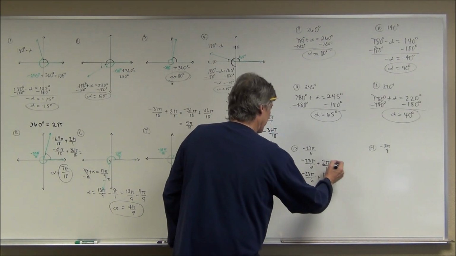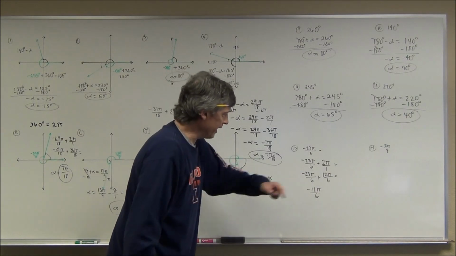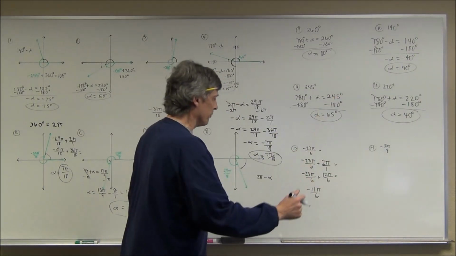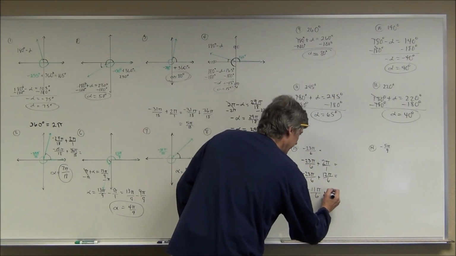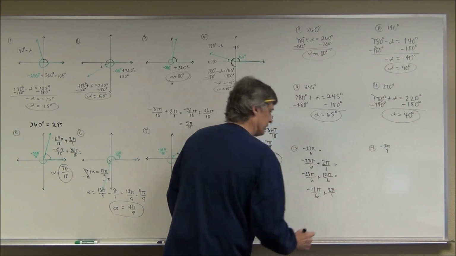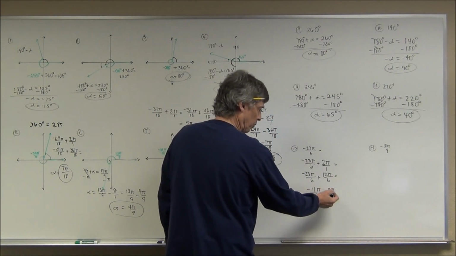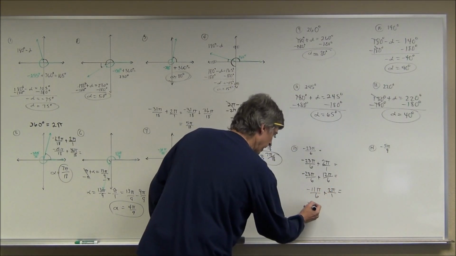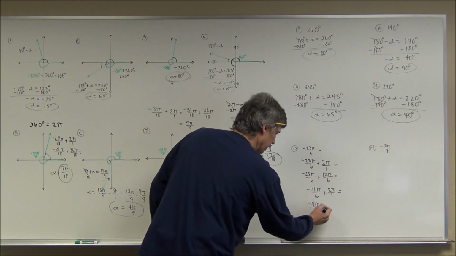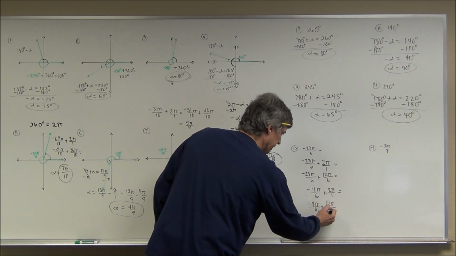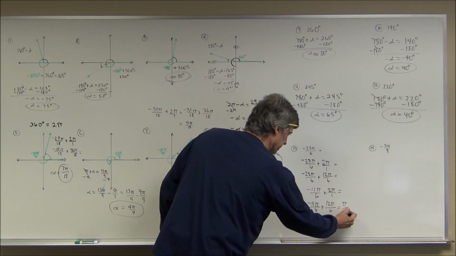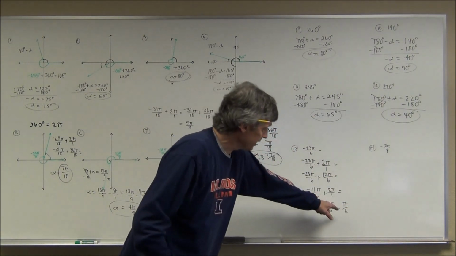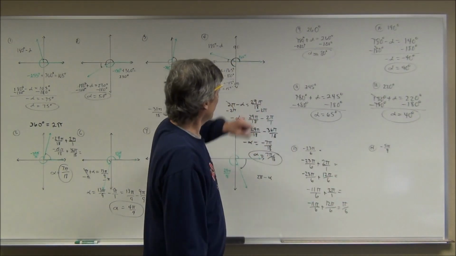Uh-oh. First time this has happened. It's still negative. Add on another 2 pi. I keep on adding 2 pi's on until I get a positive. So this is the same as 12 pi over 6, so I have negative 11 pi over 6 plus 12 pi over 6. I get pi over 6.